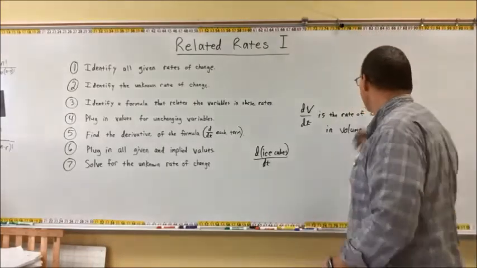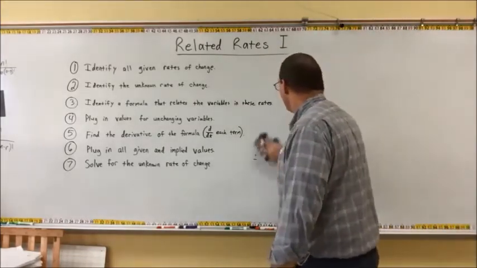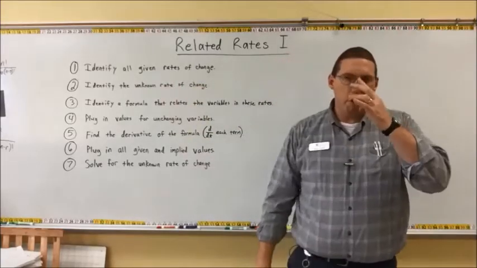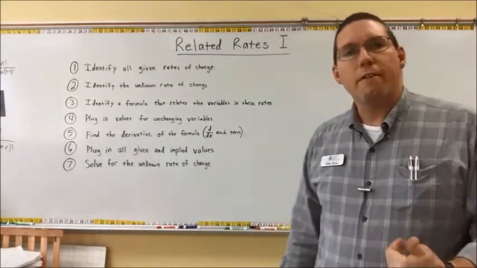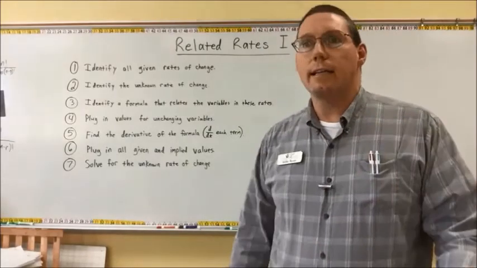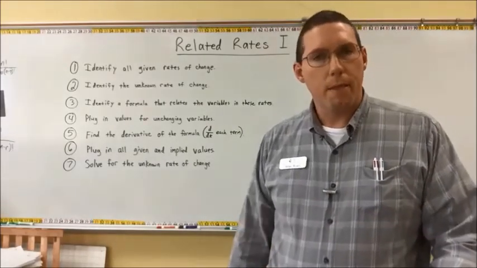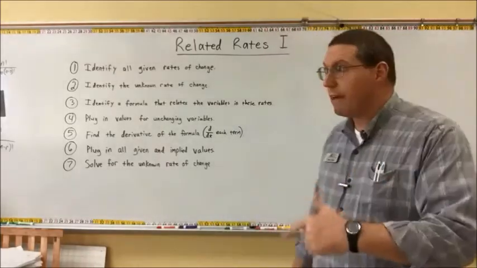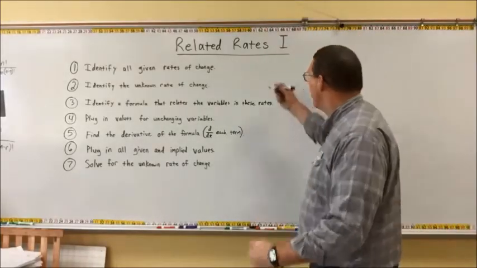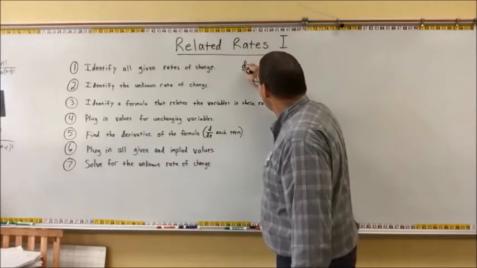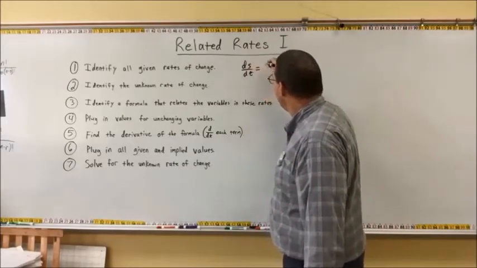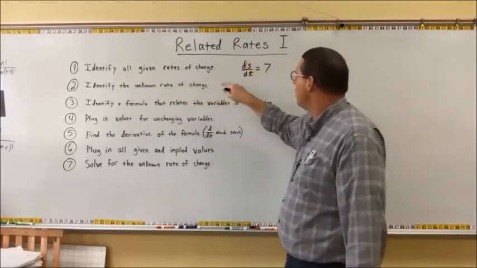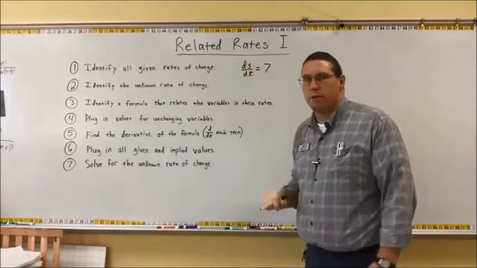And so what happens is, in every problem, you're typically given a rate of change in something. So what if you were told that the rate of change in the side length of a square is 7 meters per second? Well, that would be ds dt, and it would be 7. So for step 1, identify all given rates of change. We would write ds dt is equal to 7.